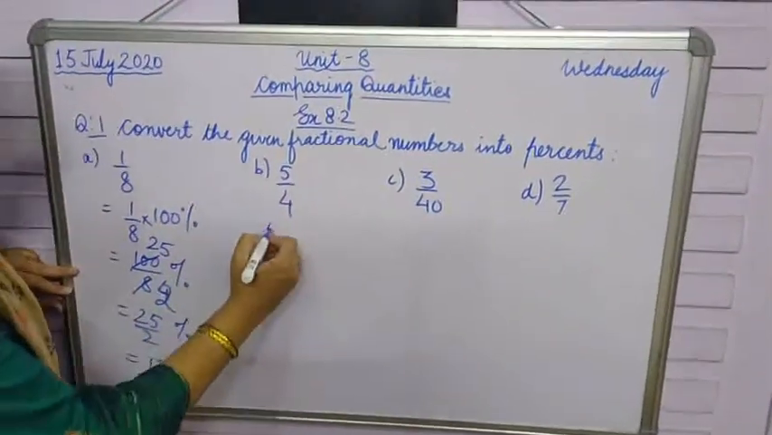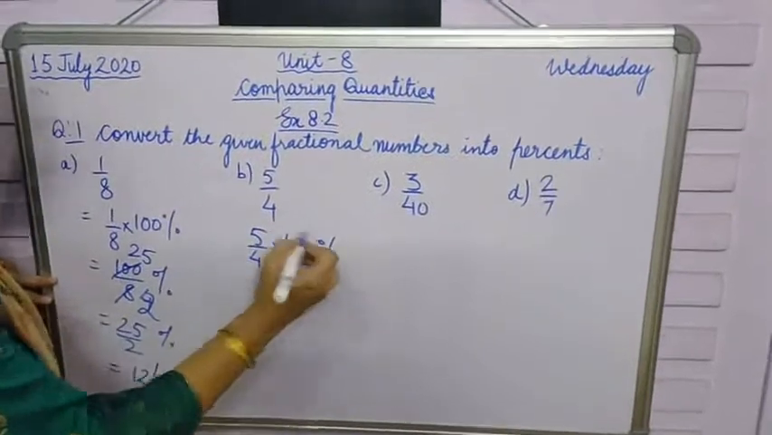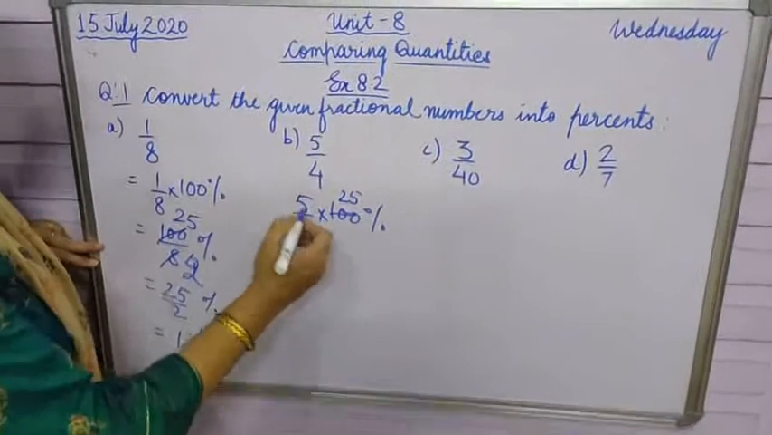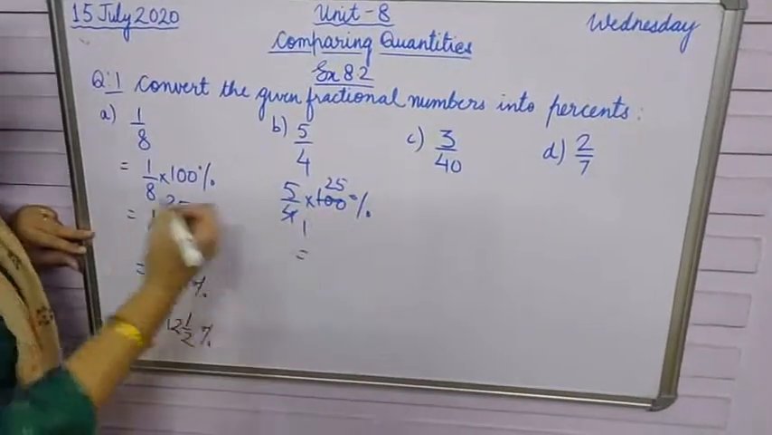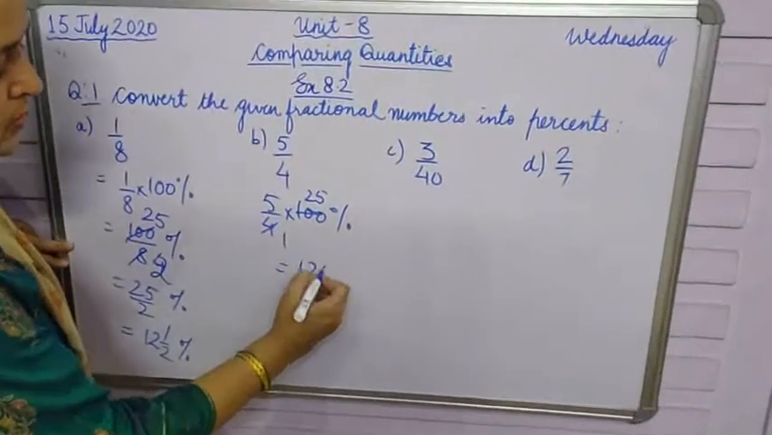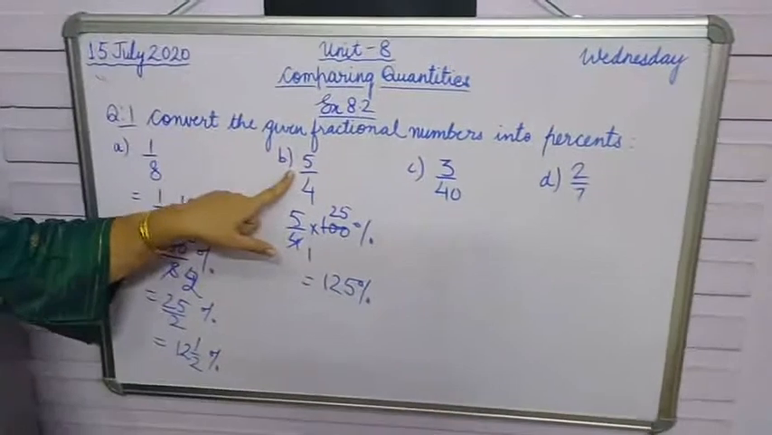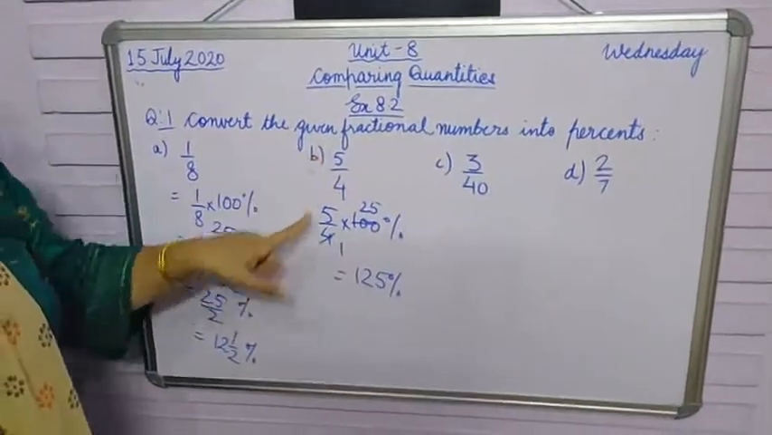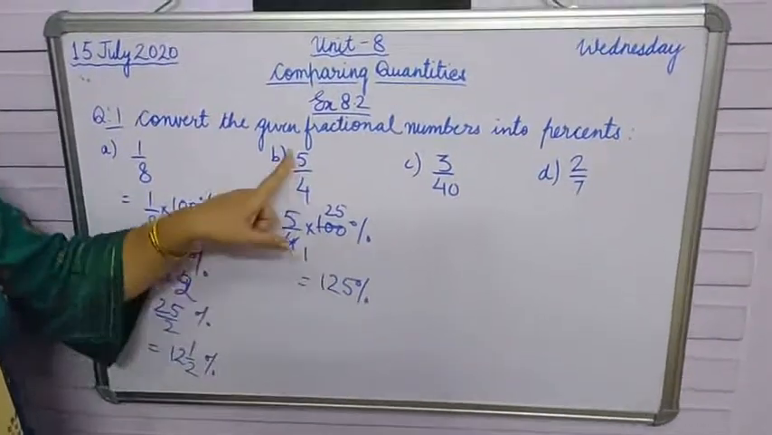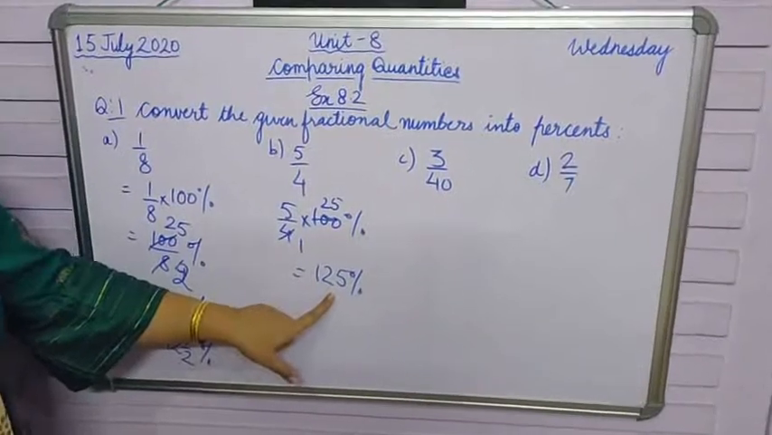Similarly, if we want to calculate 5 by 4 into percentage, 5 by 4 multiply 100%, 4 1s are 4, 4 25s are 100. You can either multiply then convert into simpler form, or you can divide it like this also. So this is 125%. Remember, wherever you will have improper fractions, you will always get the percentage more than 100.